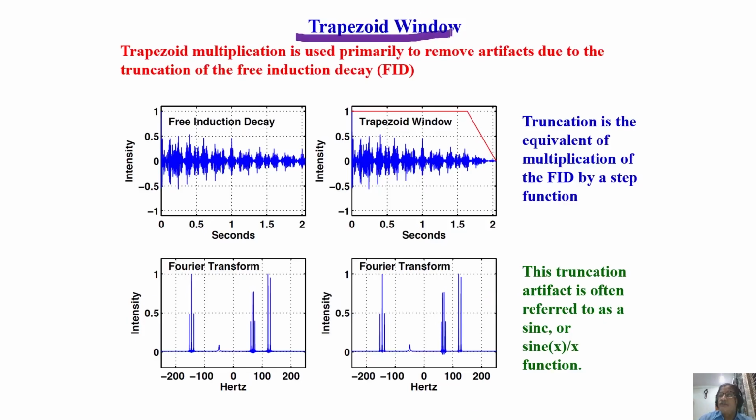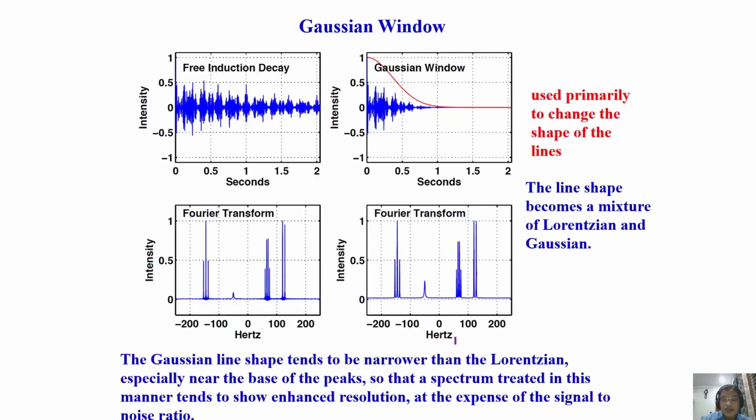You can use a trapezoidal window, and this is the signal after Fourier transformation. After using the trapezoidal window, lines become better. But you see, this baseline distortion sometimes will not disappear. Same way, Gaussian window, see, much better. This distortion is removed, and the line shape becomes a mixture of Lorentzian and Gaussian here. Because the NMR spectrum is a Lorentzian, and you are multiplying by a Gaussian, the line shape is not pure Lorentzian, it is a mixture of Gaussian and Lorentzian.